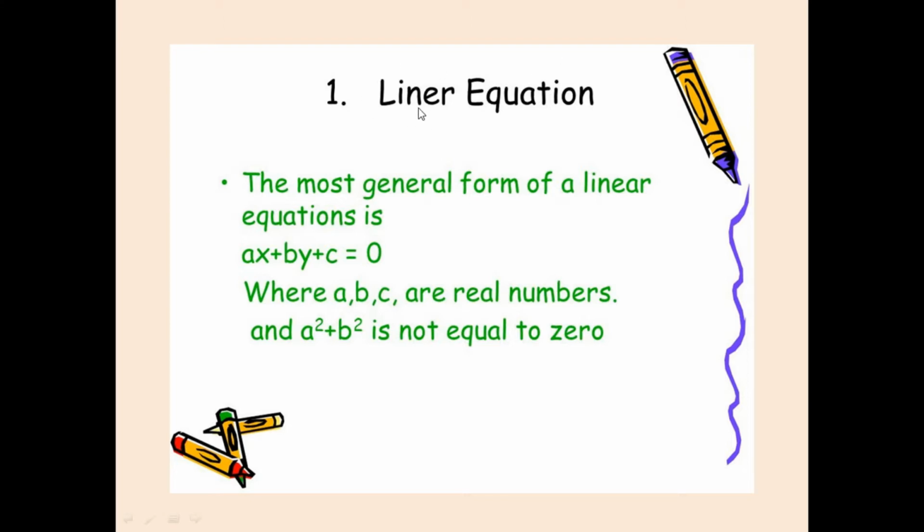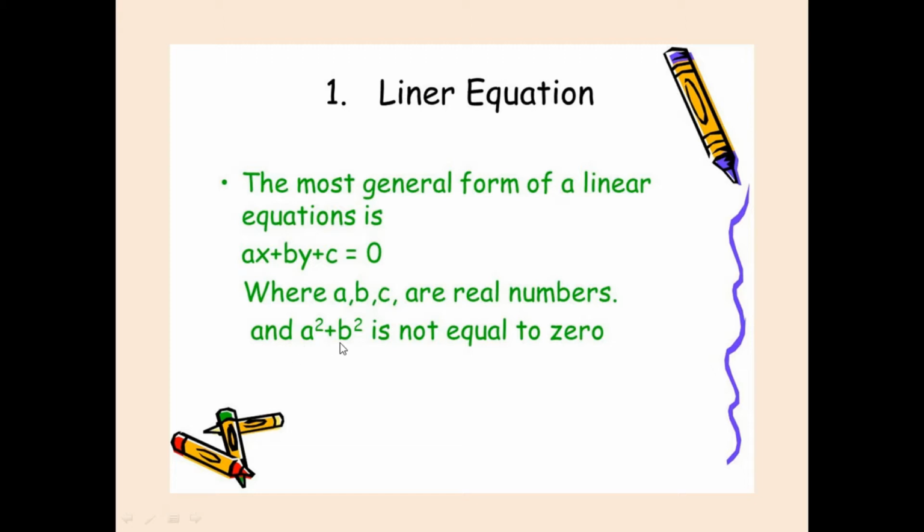The word here is misspelled, kindly ignore. So the general form of linear equation is ax plus by plus c equal to 0. Over here, there are 5 alphabets A, B, C, and X and Y. A, B, C are the coefficients, X and Y are the variables.